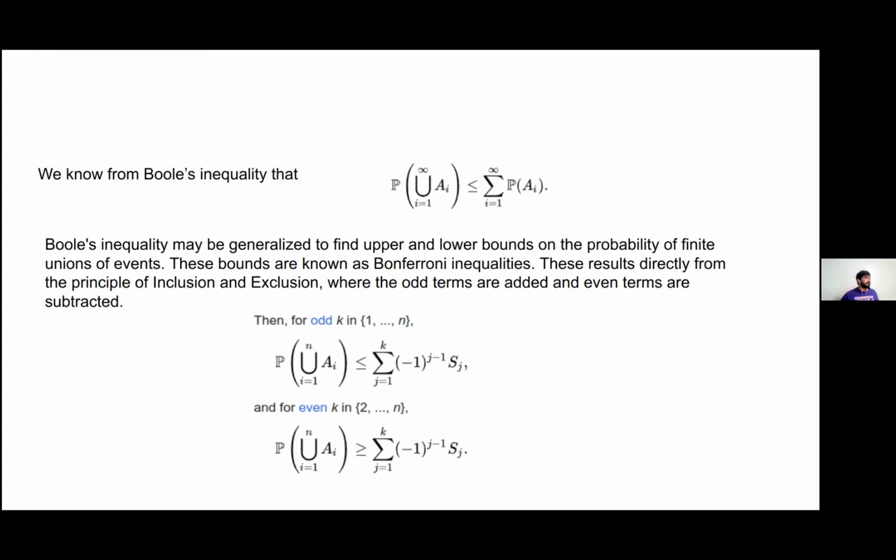These results come directly from the principle of inclusion and exclusion, because in that principle, all the odd terms are added and the even terms are subtracted. So we see that the union is always less than or equal to the summation of the odd terms and greater than or equal to the summation of the even terms here. This gives us the lower and upper bounds on this probability.